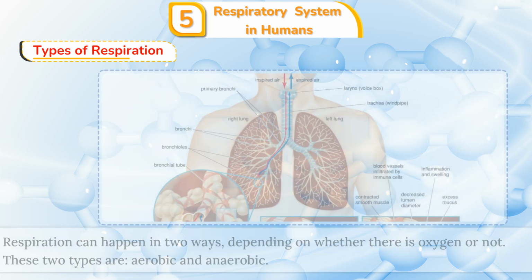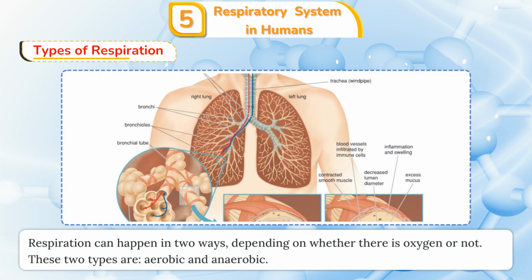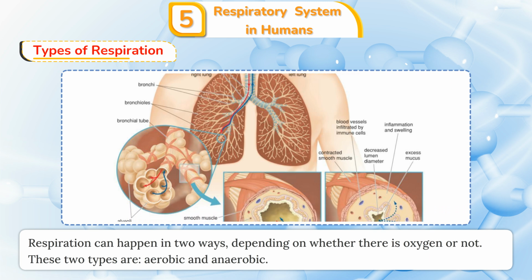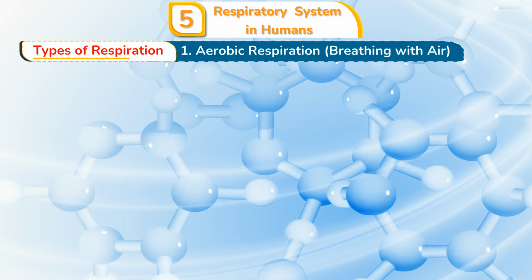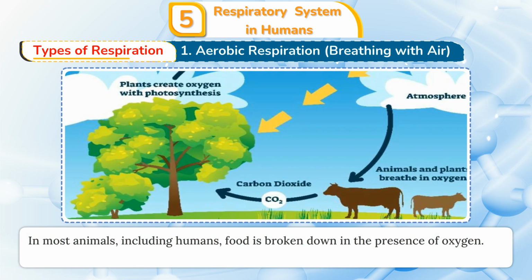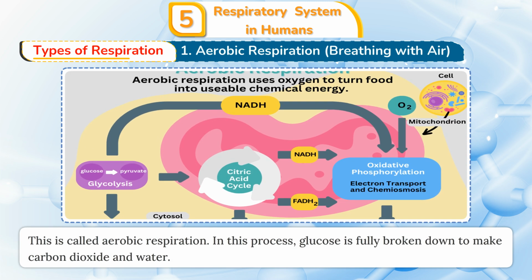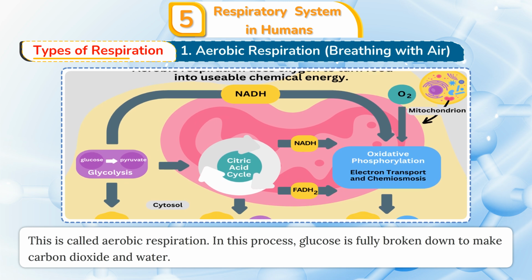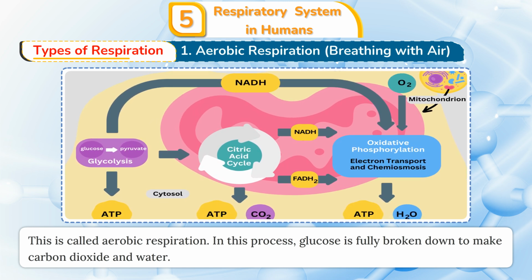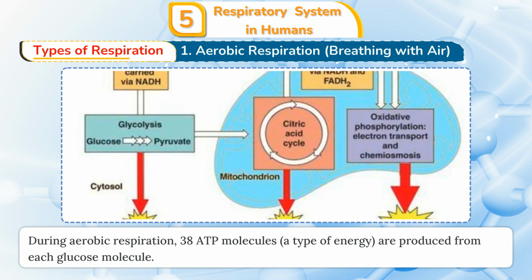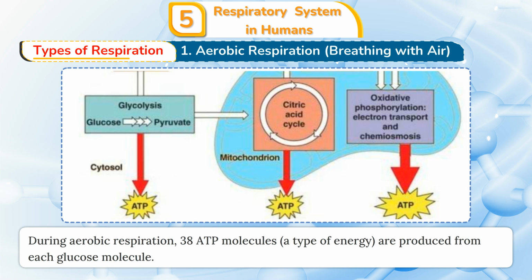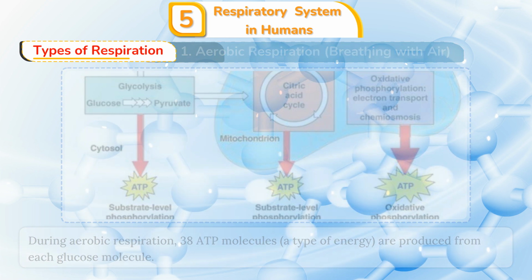Types of respiration. Respiration can happen in two ways, depending on whether there is oxygen or not. These two types are aerobic and anaerobic. 1. Aerobic respiration, breathing with air. In most animals, including humans, food is broken down in the presence of oxygen. This is called aerobic respiration. In this process, glucose is fully broken down to make carbon dioxide and water. During aerobic respiration, 38 ATP molecules, a type of energy, are produced from each glucose molecule.